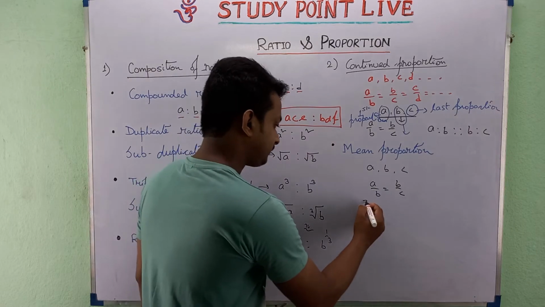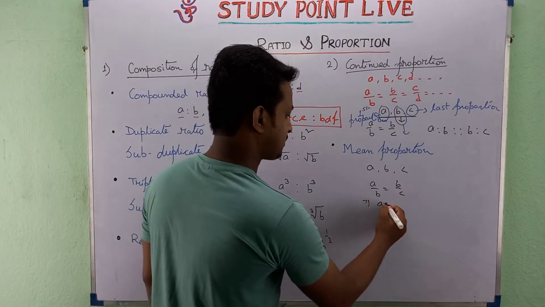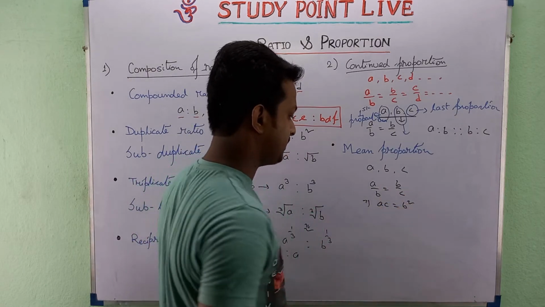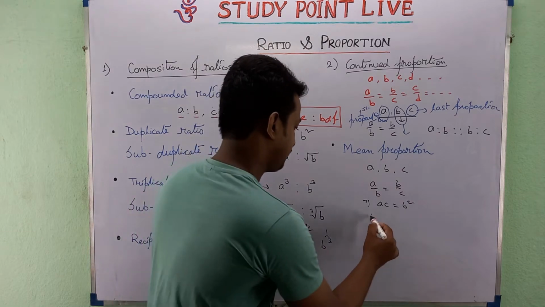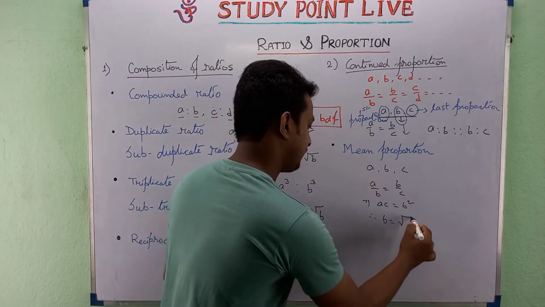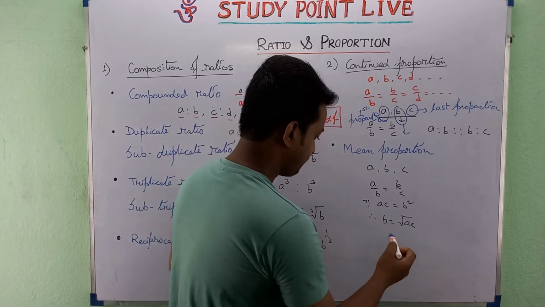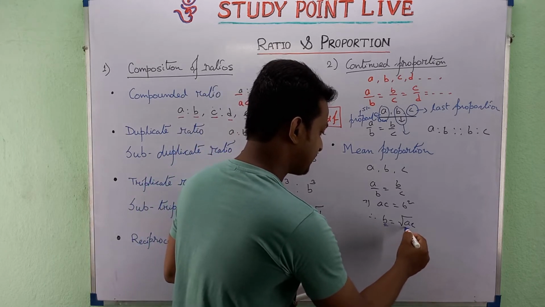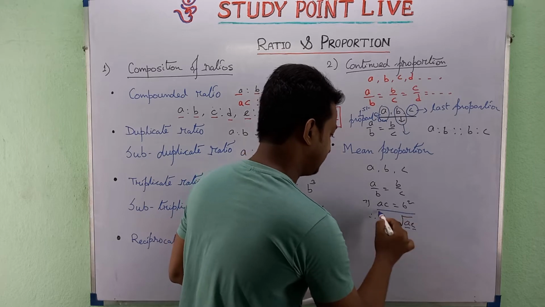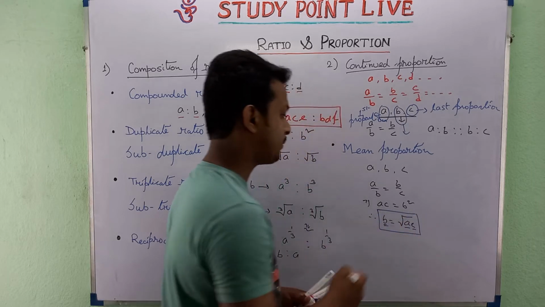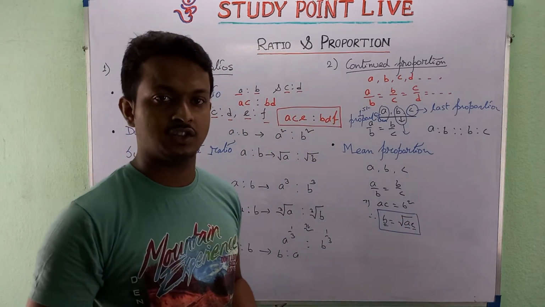Right? So from here, after doing the cross multiplication, it can be written as B square is equals to AC. Therefore, B is equals to root over of AC. So you see over here, this is the mean proportion with respect to the first proportion and the last proportion. So this was our aim, to find the mean proportion with respect to the first and the last proportion.